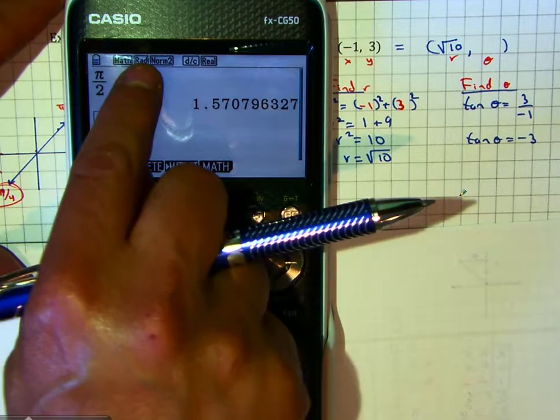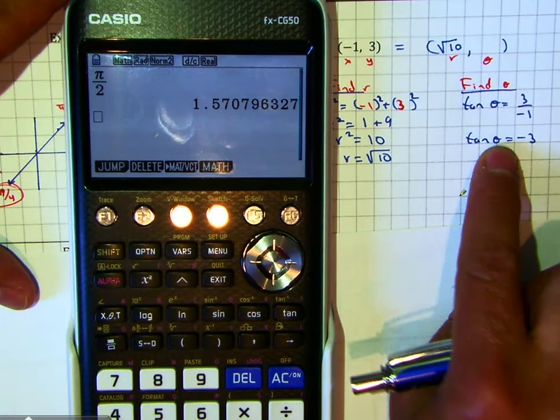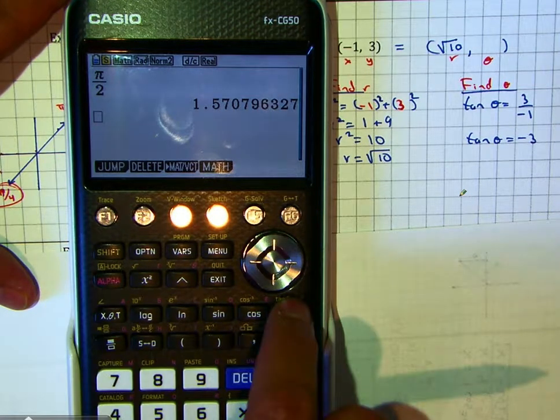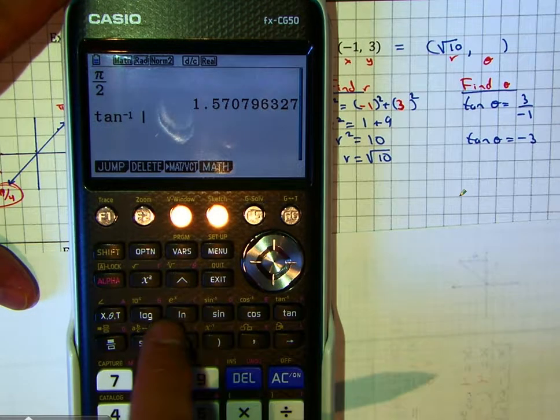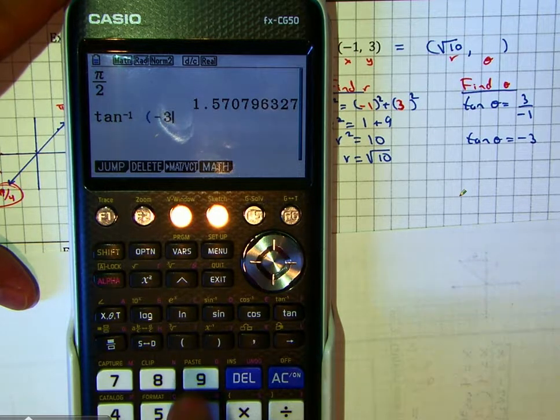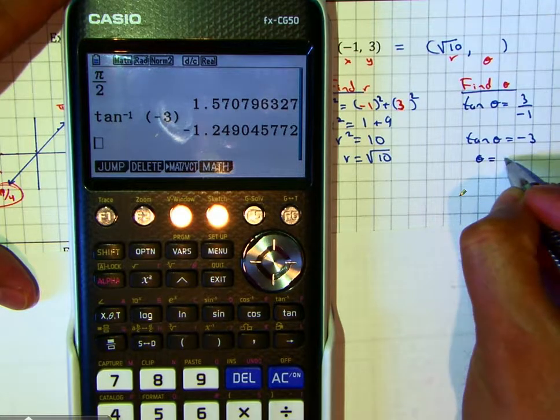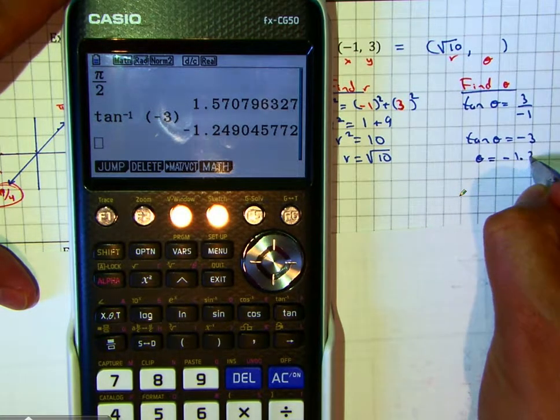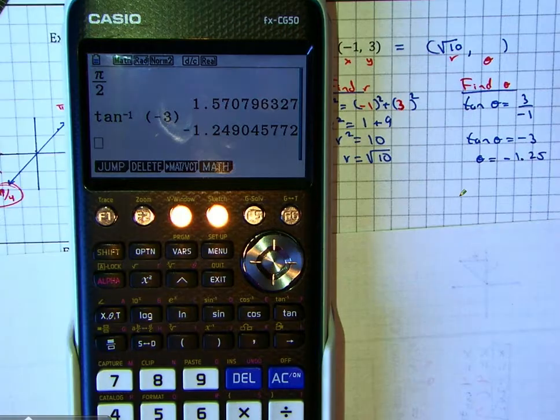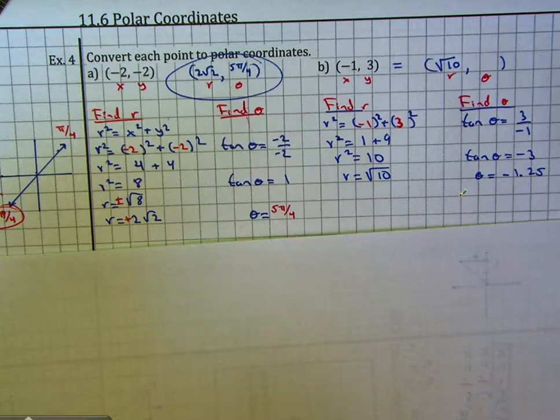So now it's on radians. I'm going to calculate the inverse tangent of -3. And let me place in parentheses just to be safe, that's correct. So therefore, my angle is -1.25. Two decimal places will be great. Now, I want a positive angle.